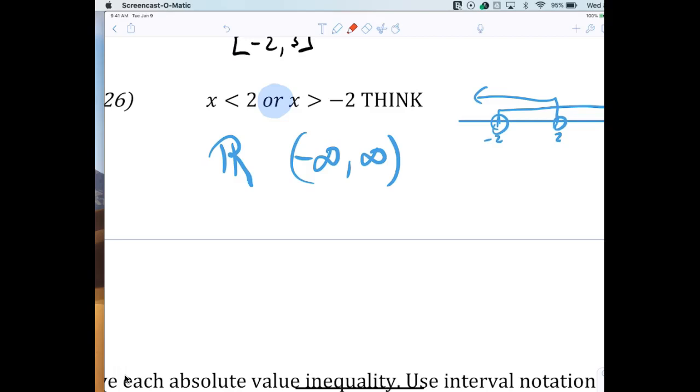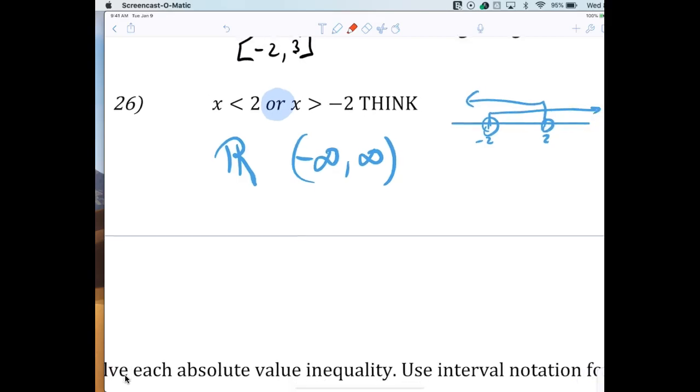Well, in this case, tomorrow what I want you to do is try to tell me a number that's not less than 2 or greater than negative 2. Give me a number that's not less than 2 or greater than negative 2. Is there one? You see what I'm saying, right? Now, how do I know that's true? Because it's an or statement.